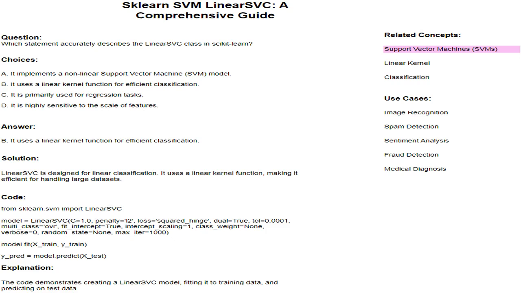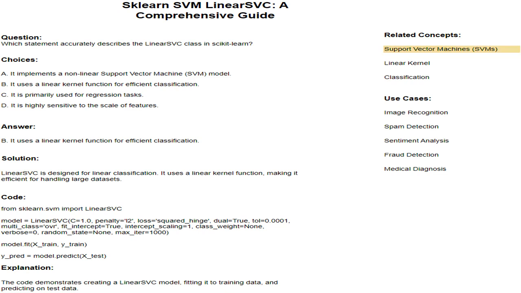Imagine you have data points representing two types of fruit, apples and oranges. An SVM would aim to find a line that separates these points as effectively as possible, with the maximum distance between the line and the closest apples and oranges.